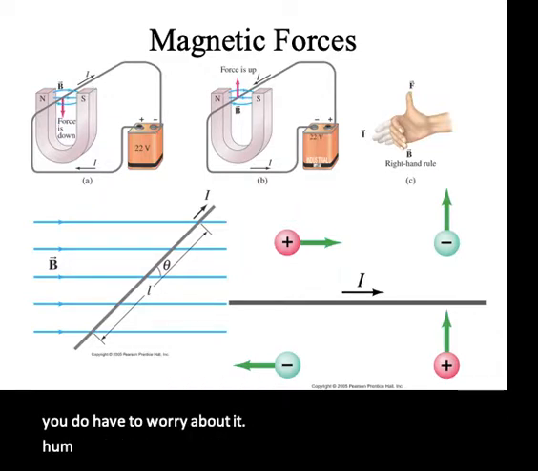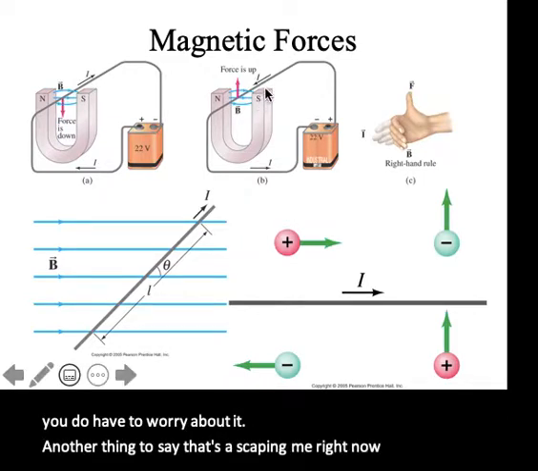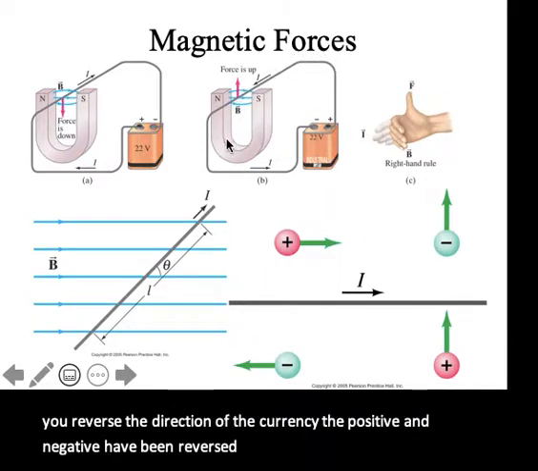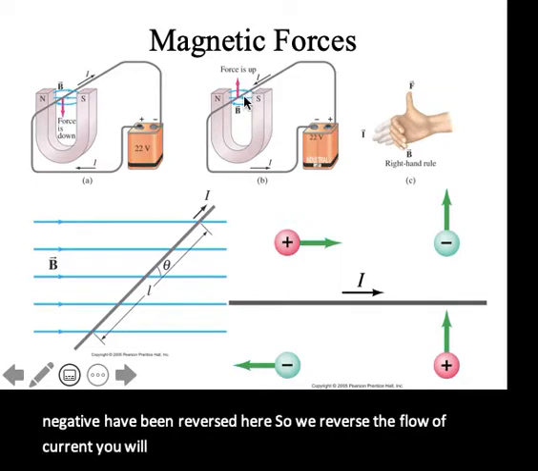I had another thing to say that's escaping me right now. All right. So if you reverse the direction of the current, say the positive and negatives have been reversed here, so we've reversed the flow of current, you will get the opposite effect, of course.